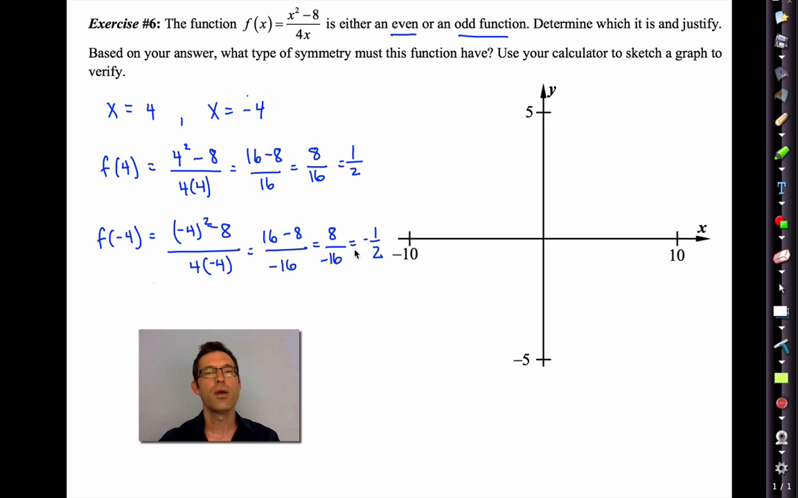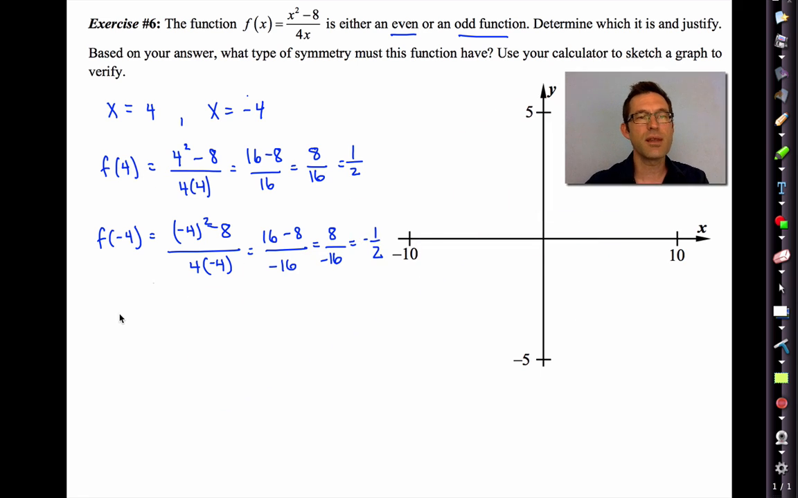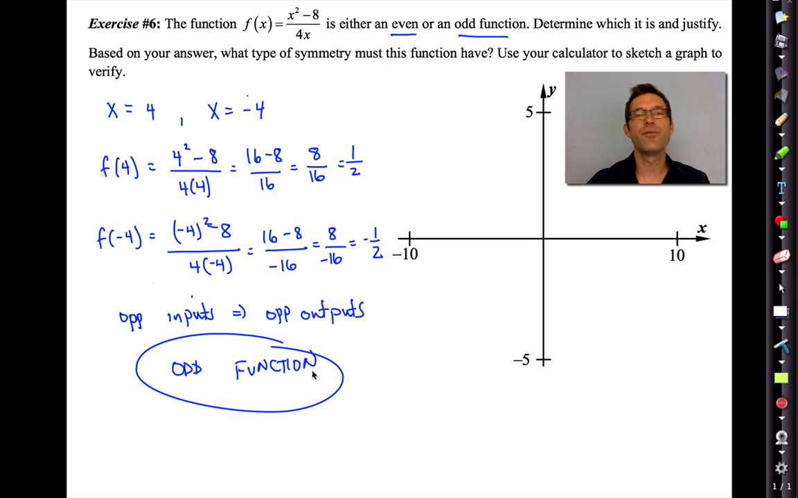Now take a look. What that showed me was that opposite inputs gave opposite outputs. And that means this is an odd function. All right. An even function would mean that opposite inputs gave me the same output. Now, what type of symmetry would it have? Remember, what type of symmetry do odd functions have?